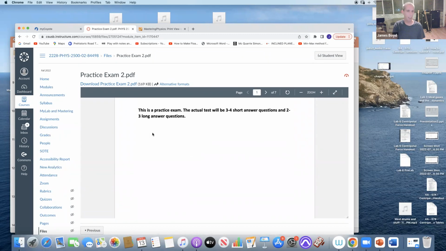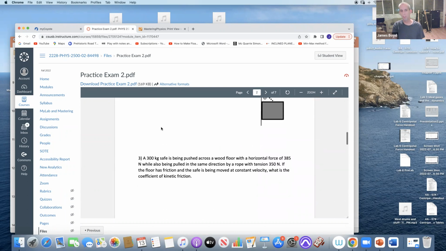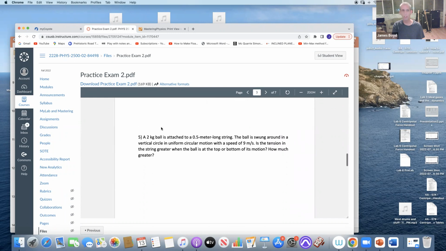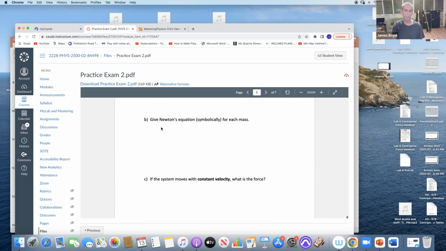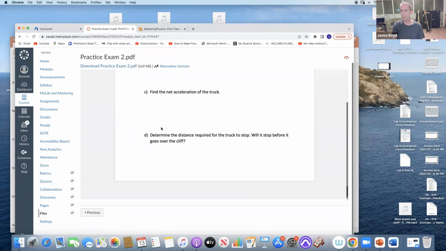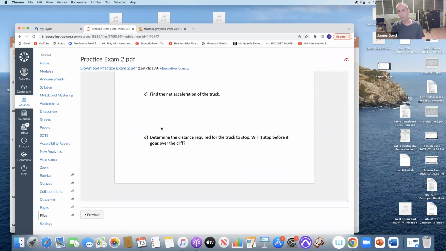So this is a practice exam. Actual test questions will be 3 to 4 short and 2 to 3 long. So there are a few short answer questions that you can do pretty fast, and then there are 2 or 3 longer ones that you need to do. We'll go over the answers next week, and the answers won't show up until Sunday so that you can try without being tempted. I would try to do the test without looking at the answers first, try to solve them, and then see if you're right after you think that you've solved them correctly.